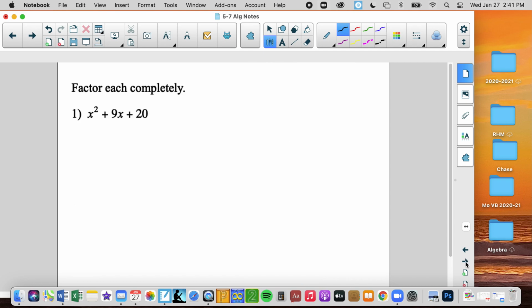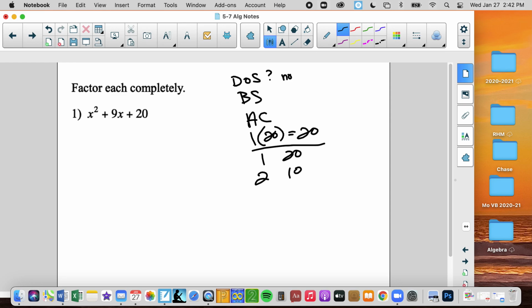Let's try another one. So, is this the difference of squares? No. It doesn't have two terms, this has 3 terms. Is it a binomial square? Nope, because 20 is not a perfect square. Okay, so that means I need to do a times c. A is 1, c is 20. Remember, a is always the coefficient of my squared term. 1 times 20 is 20. Factors of 20 are 1 and 20, 2 and 10, 4 and 5, and I've gone around the hoop.